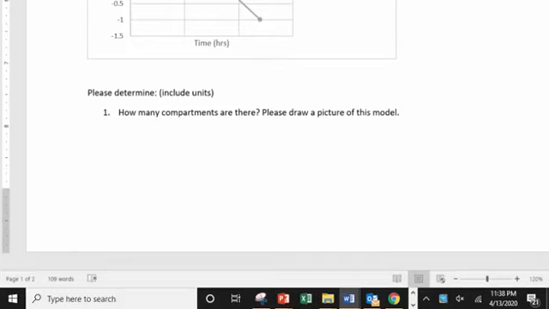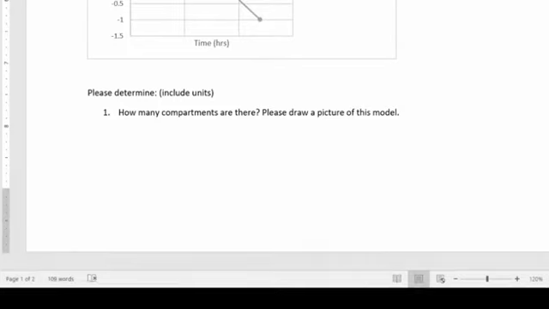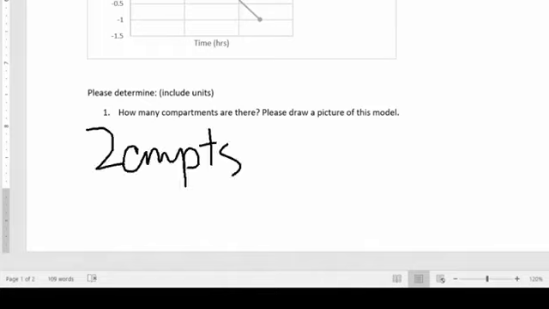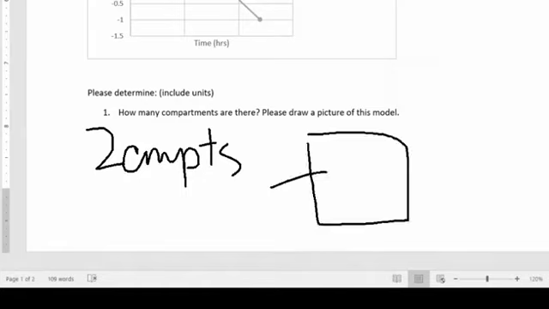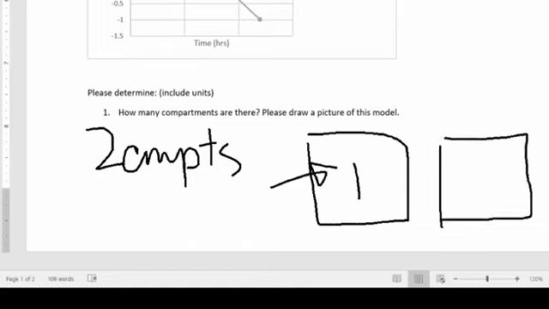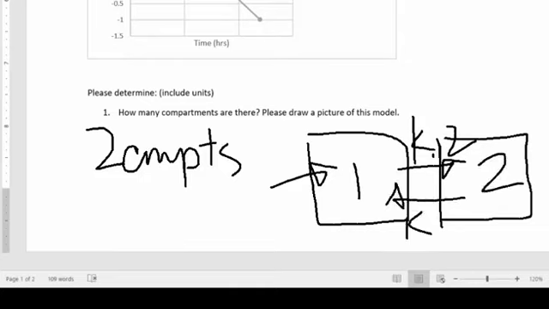So how many compartments are there? Well, there are 2 compartments. And please draw a picture of this model. Okay, so we gave it IV bolus into our first compartment, and then it moves at K12 over to our second compartment, and then K21 back. This is our bolus dose, which was 750. This is our microconstant K10.